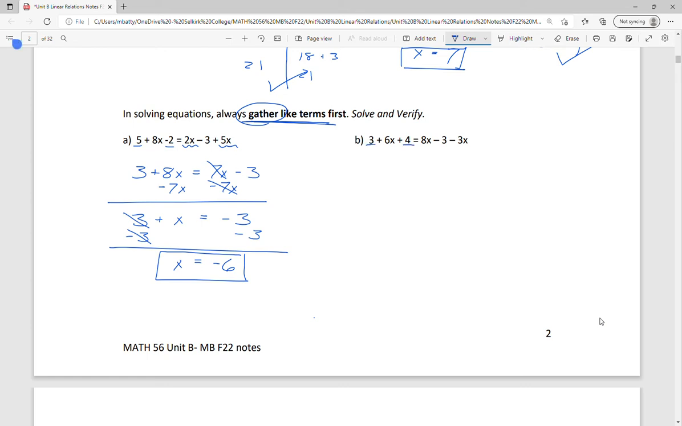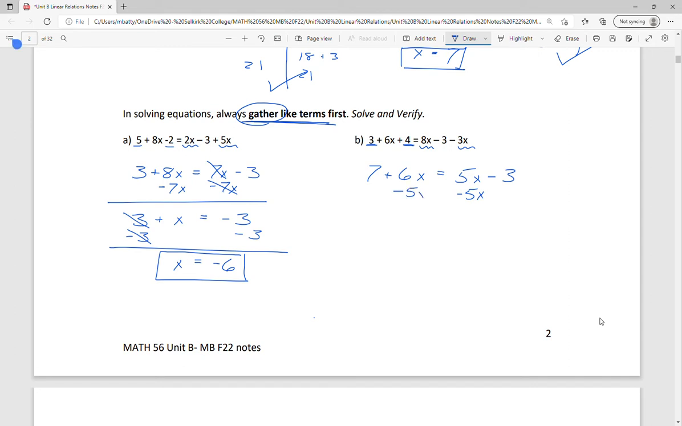This one's similar in that it has some like terms to gather up first. So I gather up the 3 and the 4 to the 7, and I gather up the 8x and the 3x to the 5x, copy out that minus 3. And now I'm going to pick on the x terms first. I'm going to make sure there's no x terms on the right-hand side. I want to get rid of them on the right-hand side.